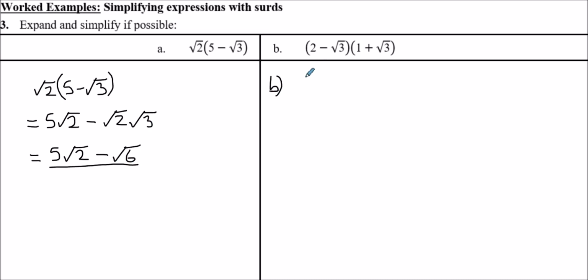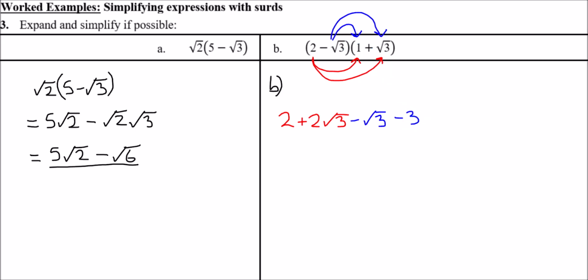Meanwhile, over here for part B, if we expand these brackets out in the same way as we used to, we do 2 times 1, which is 2. 2 multiplied by root 3, which is 2 root 3. Then minus root 3 multiplied by 1 gives us minus root 3. Then minus root 3 multiplied by positive root 3. Root 3 multiplied by root 3 would give us 3, but because it's a positive multiplied by minus, we're going to have minus 3. Root 3 squared, remember, just gives 3 itself.